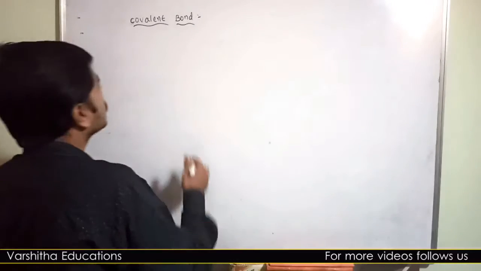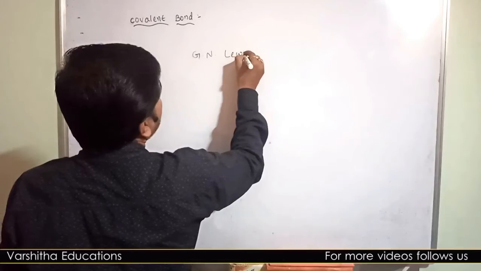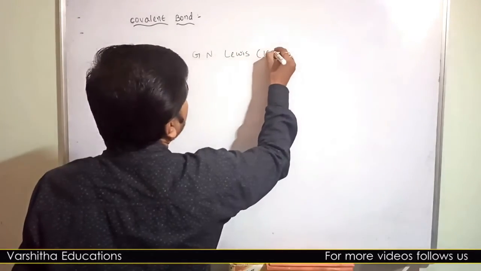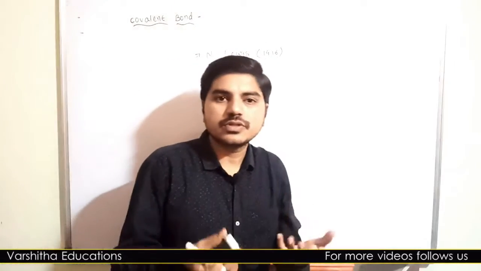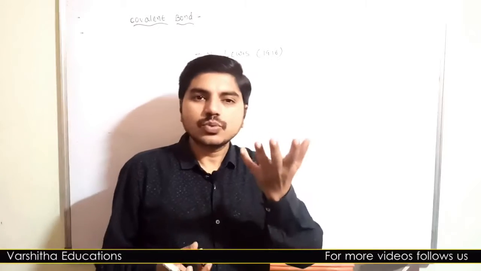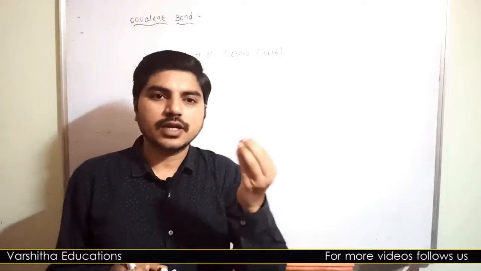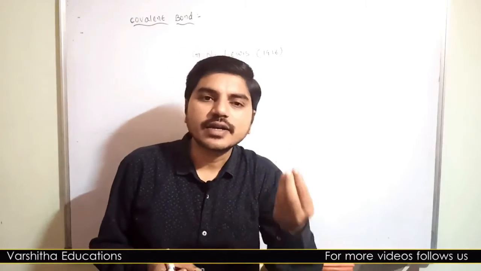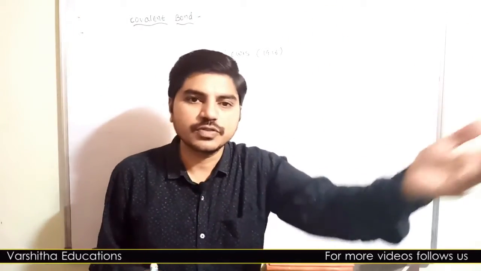Now in this covalent bond, what we need to discuss is who gave the covalent bond: G.N. Lewis. So in the year 1916, he proposed this kind of covalent bond. So what is a covalent bond? In that, for example, one atom contains electrons, so it will be ready to attract the other electrons, means that one atom is ready to make a bond with the other one.